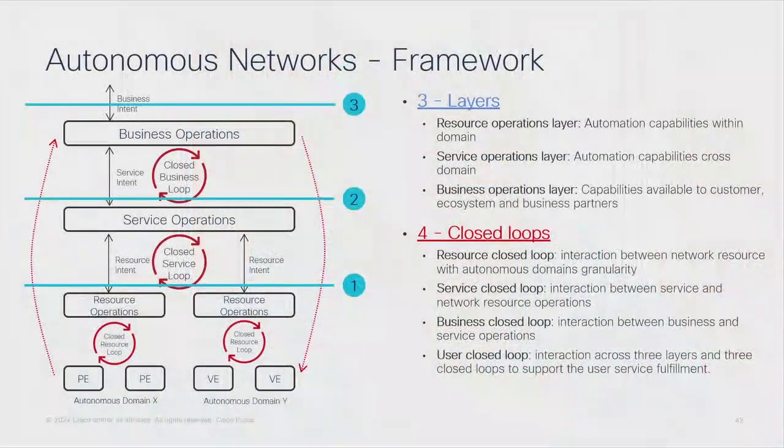This is the autonomous network framework. It's built on 3 layers and 4 closed loops between them. Starting from the bottom, we have the resource operation layer, which is basically where the automation capabilities are applied within a domain. Again, IP domain, optical, microwave, RAN, you name it.